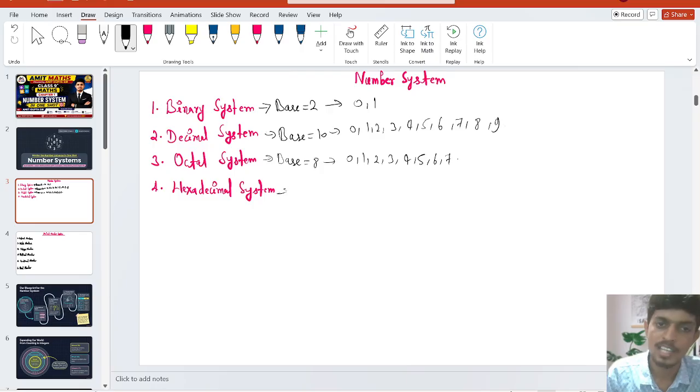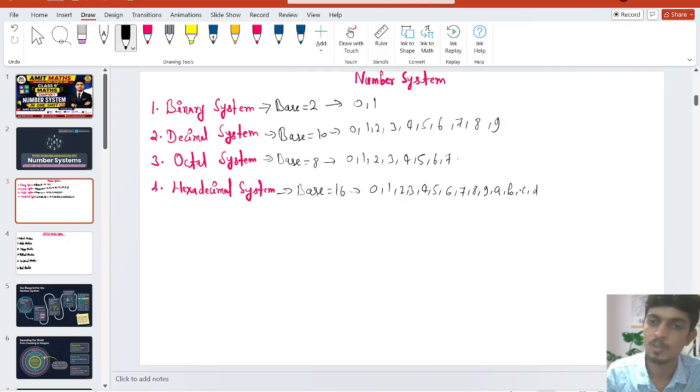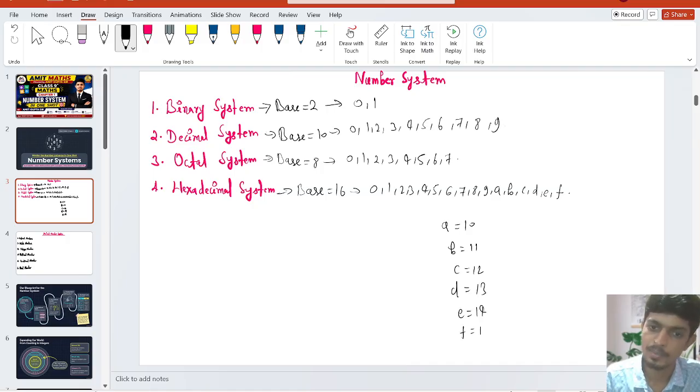What is the hexadecimal number system? The base is equal to 16. Here the numbers are 0, 1, 2, 3, 4, 5, 6, 7, 8, 9, and then 10 to 15 are used as A, B, C, D, E and F. A represents 10, B represents 11, C represents 12, D represents 13, E represents 14 and F represents 15. So we can use these in the hexadecimal system.